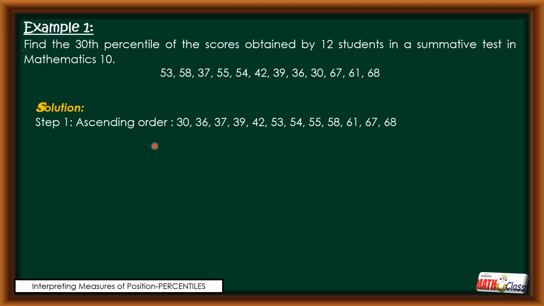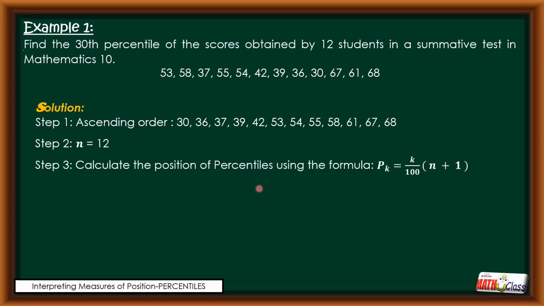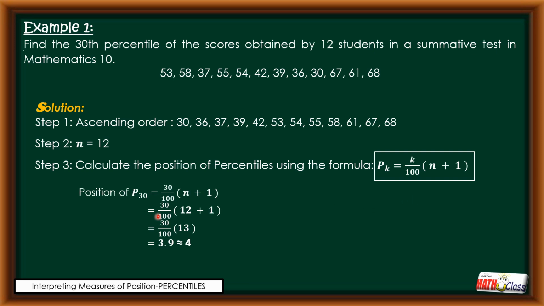Arrange the data in ascending order. Step 2. Find n, or the total number of elements. The value of our n here is 12. Step 3. Calculate the position of percentiles using the formula. Since we are looking for the 30th percentile, or P30, then the value of our k is 30. For n, the value is 12. Substitute the values and perform the operation. By doing so, the computed value of the position of P30 is 3.9.